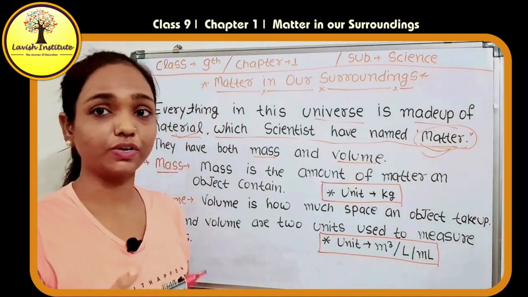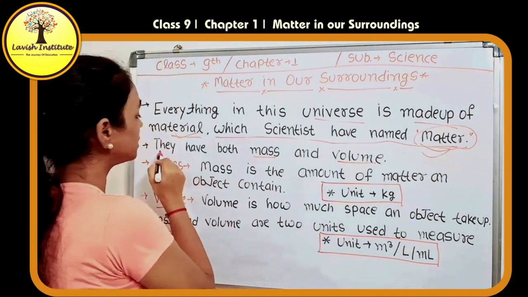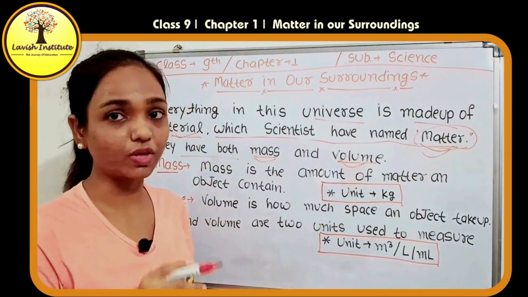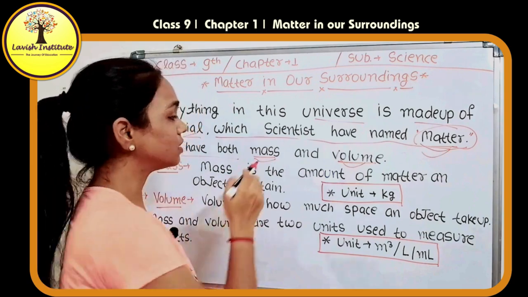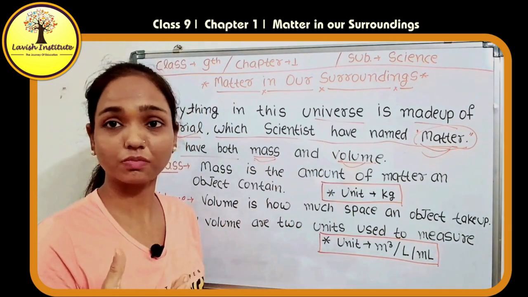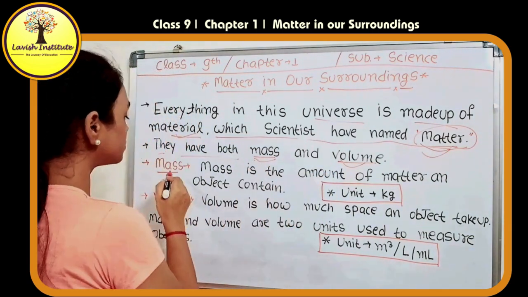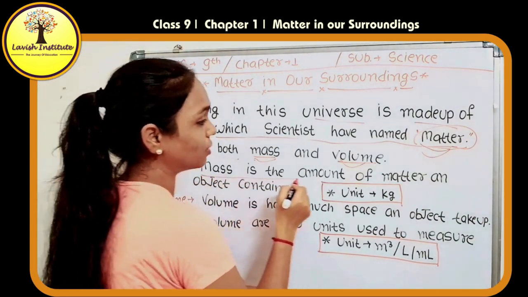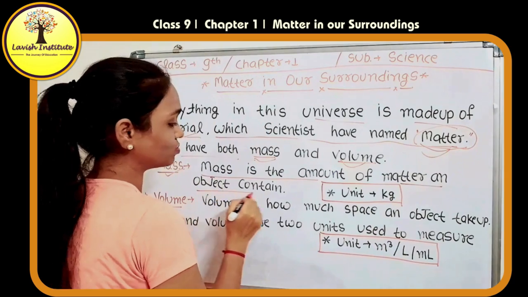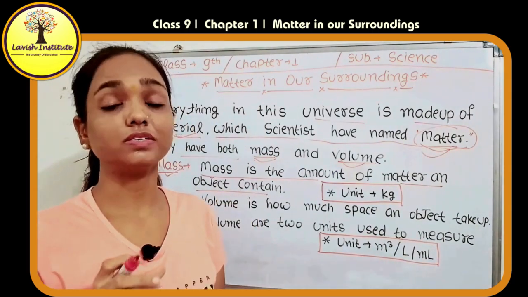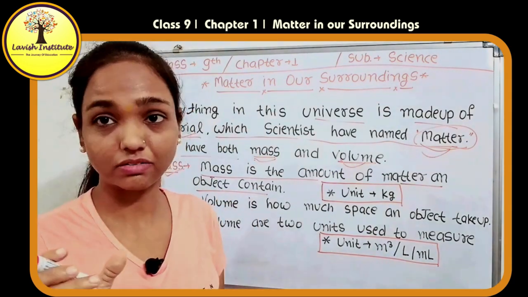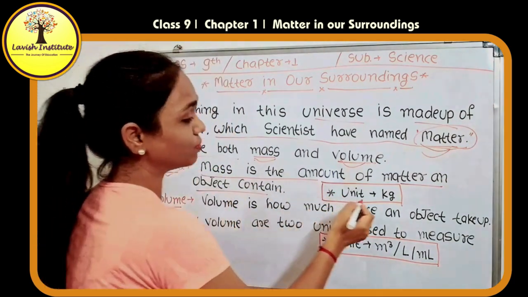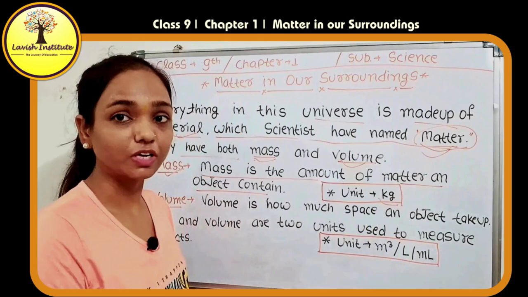Now the important line is that matter has both mass and volume. Now what is mass, what is volume, okay. Here is the definition of mass: mass is the amount of matter an object contains, and the unit of mass is kg, kilogram.